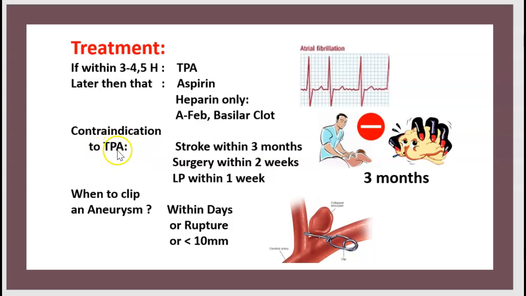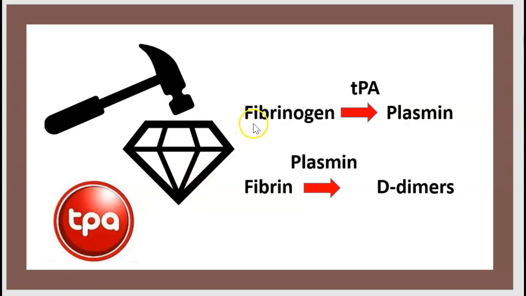Contraindications to TPA: stroke within 3 months, surgery within 2 weeks, and LP within 1 week. When to clip an aneurysm: within a day of rupture or if less than 10 millimeters. TPA converts plasminogen to plasmin, which breaks fibrinogen and fibrin into D-dimer.